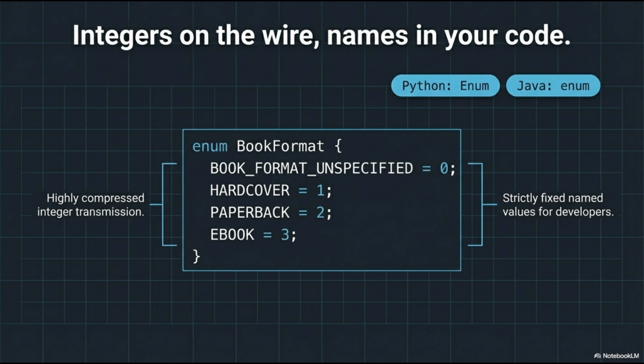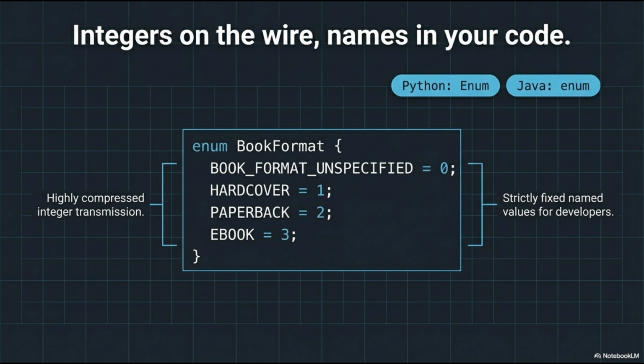Yeah. So instead, Protobuf gives us enums. And an enum allows you to define a type with a strictly fixed set of named values. So you just define a book format enum? Right. You define a book format enum, and inside it, you assign hardcover to 1, paperback to 2, and ebook to 3. And for you listening, that maps directly to a native Python enum or a Java enum. So the developer experience feels totally standard. You're just using your language's native features. Exactly. You don't even have to think about it when you're writing the back-end logic.